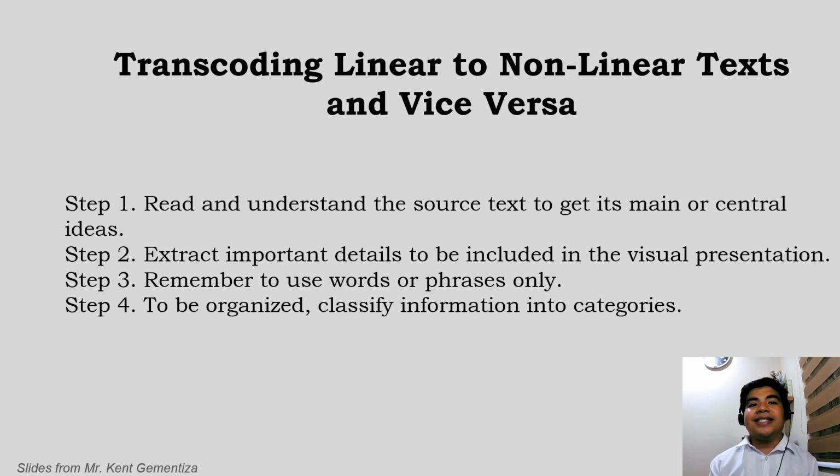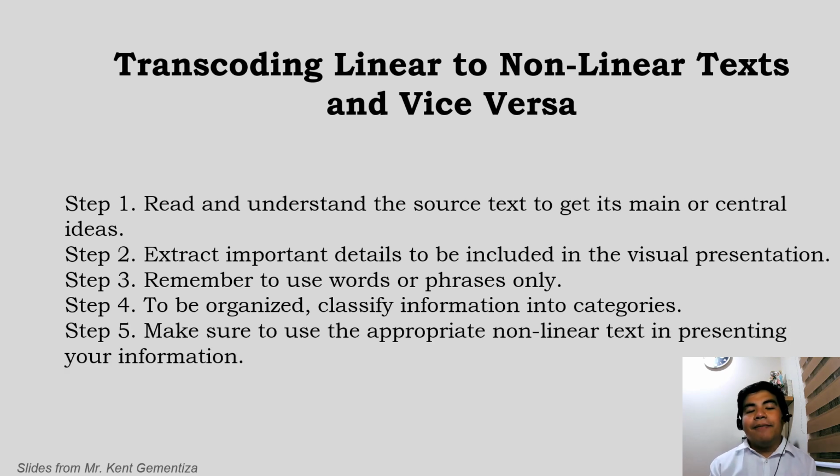Step four, to be organized, classify information into categories. After getting the words and phrases or the information, you have to classify them into themes or categories for easy interpretation. Step five, and the last step, is to make sure to use the appropriate nonlinear text in presenting your information. I have given you the examples of nonlinear text and also their uses so that you can use the appropriate non-linear representation for a particular kind of data or information.